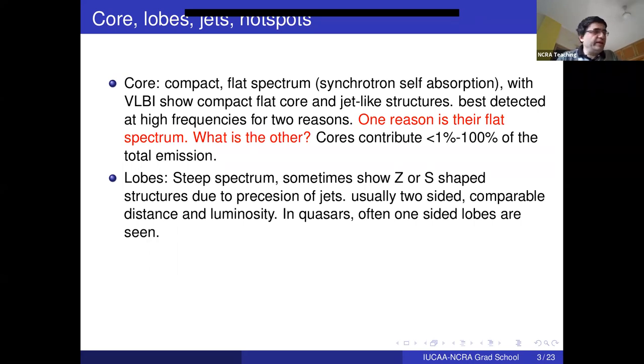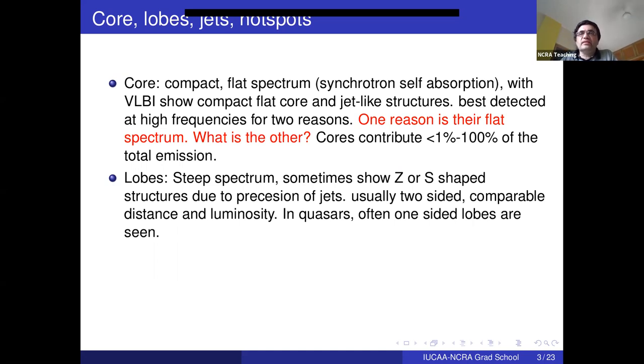Lobes are usually two-sided and they're comparable in distance and luminosity to each other. There is usually within a factor of two or so. However, one must remember that in quasars, one-sided lobes are often seen. Now, why this happens, I will defer to later.